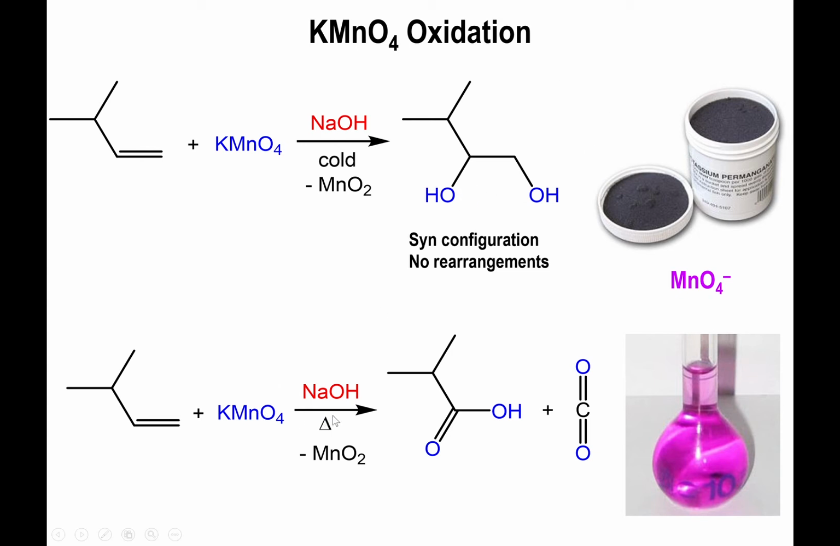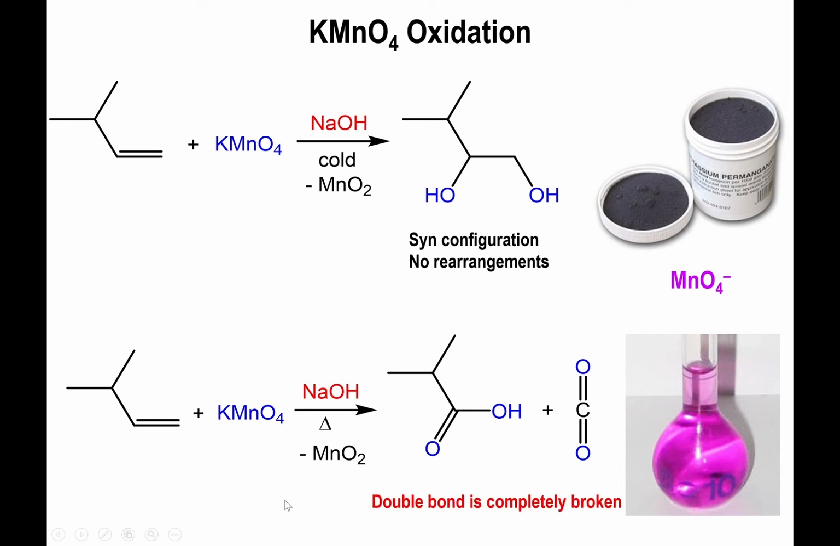In fact, if you heat this up, you can end up producing more interesting products. Carboxylic acids could be some of them. You could also produce ketones, and one of them could even be carbon dioxide. And I want to walk you through the process of how these products get formed.